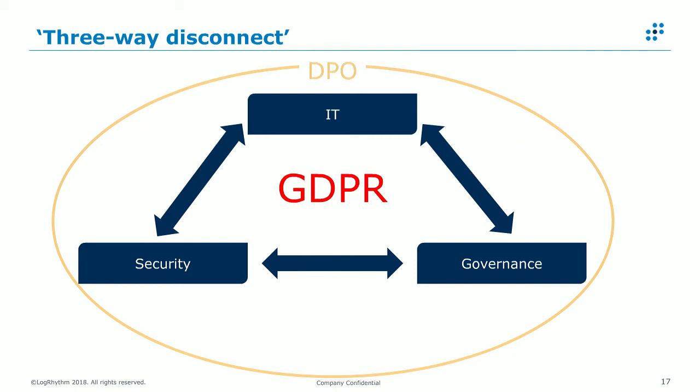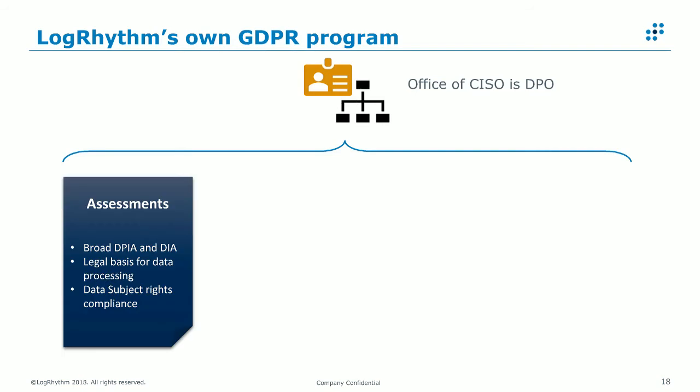Sure. So inside LogRhythm, our office of the CISO, James Carter, if you've ever seen him talk or present anything, is officially the DPO, and we've tied this into our governance and regulatory compliance team. They have been working on it for really the last 2 years. First piece is assessments, doing broad DPIA and DIA, or a PIA, DIA, for our own internal store of customer data, making sure we have the legal basis for all of our data processing defined and clearly identified, and then figuring out what our obligations are under data subject rights compliance.